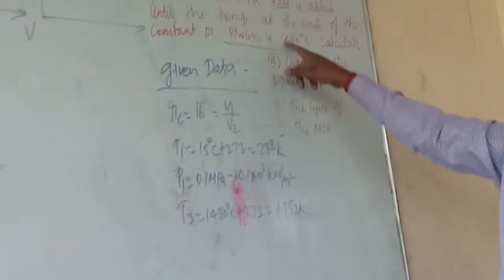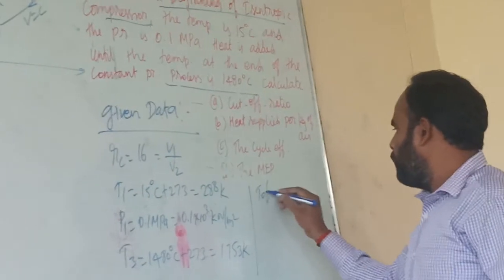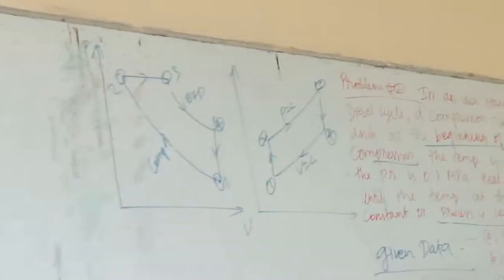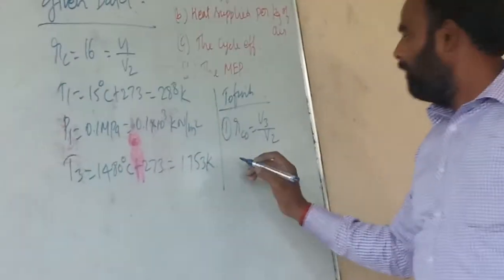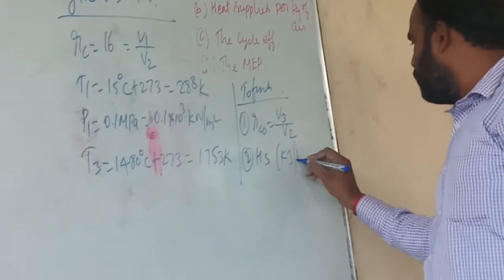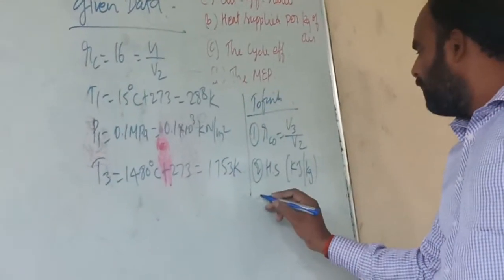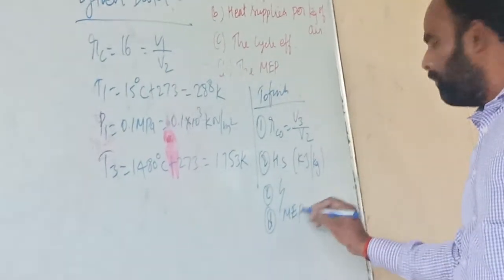Then we need to find out the cutoff ratio. What is the cutoff ratio? Cutoff ratio equals V3 by V2. The first question is rco equal to V3 by V2, and the second question is heat supplied per kg of air, in kilojoule per kg. We have to calculate per kg. And then the cycle efficiency, and the third one is the mean effective pressure. We will go for the problem.